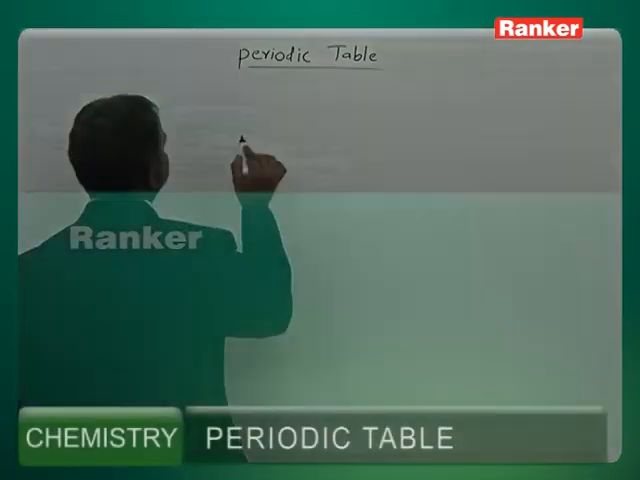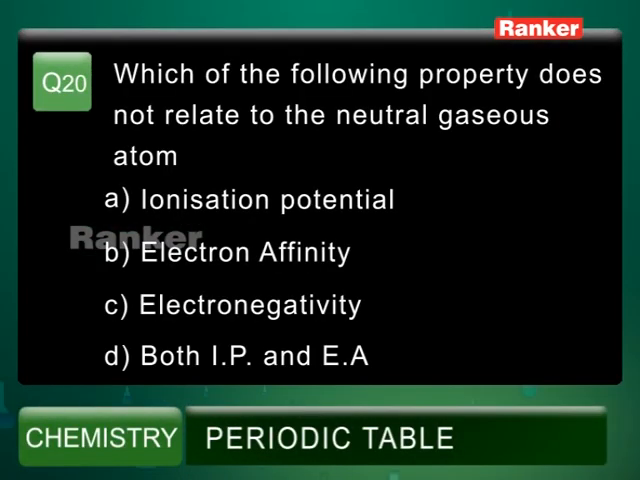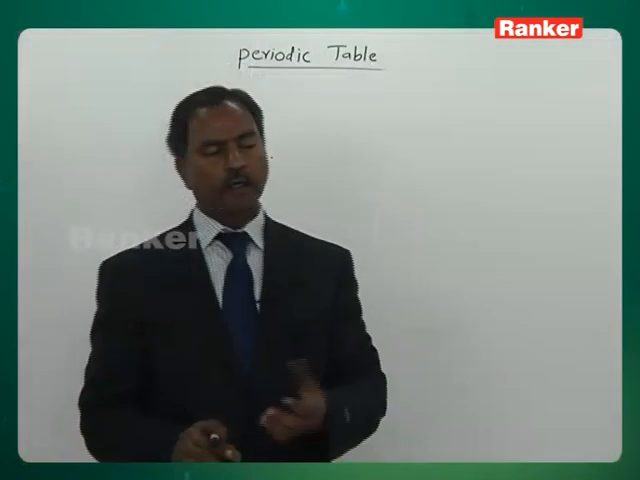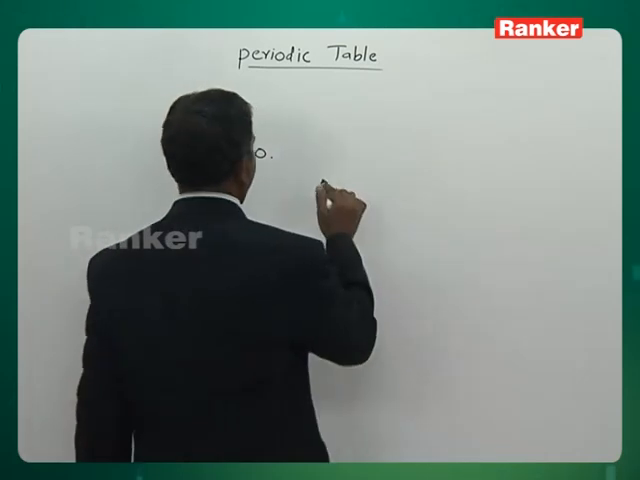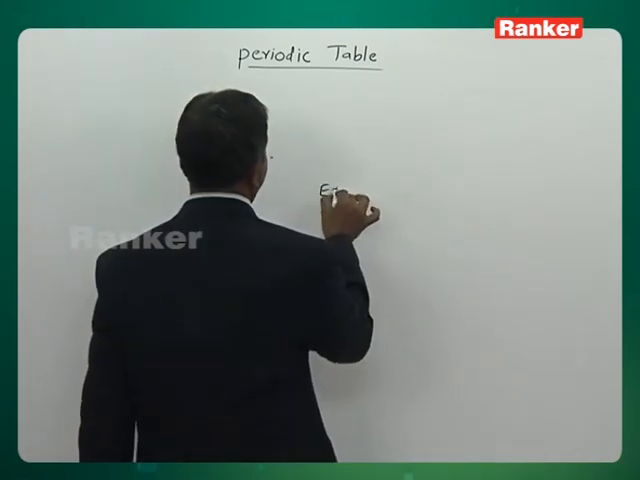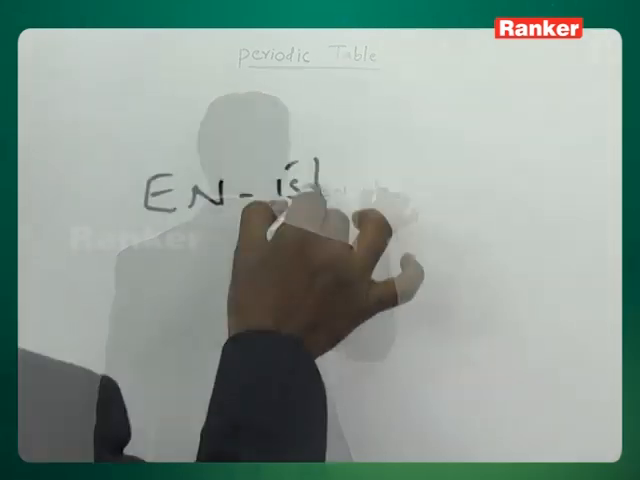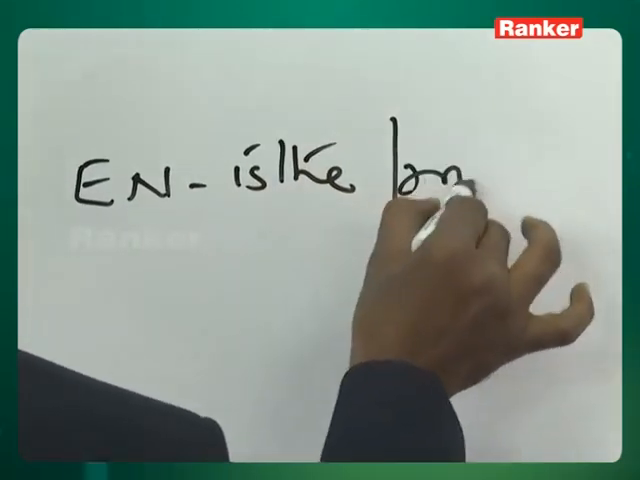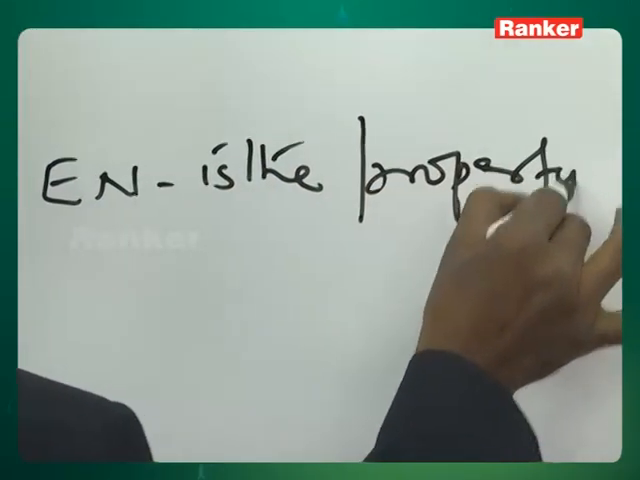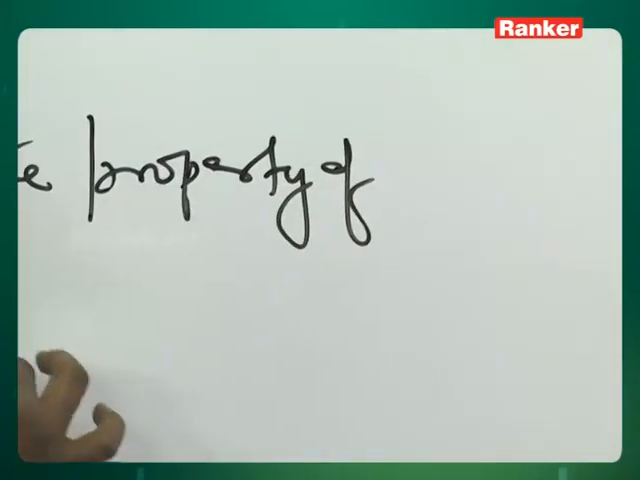Question number 20. Which of the following properties does not relate to a neutral gaseous atom? Ionization potential, electron affinity, electronegativity, and both IP and electron affinity. What I said, electronegativity is the property of combined atoms.